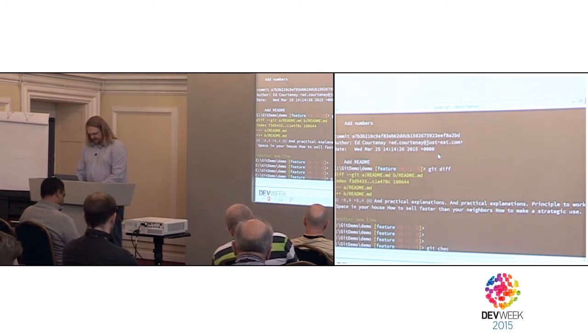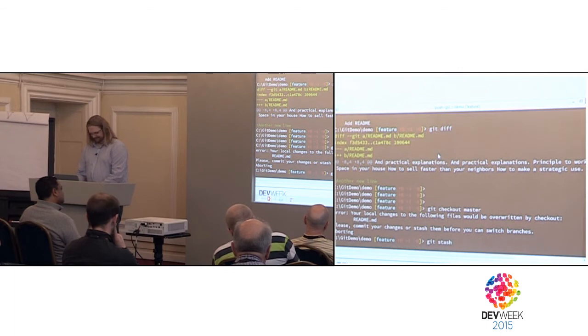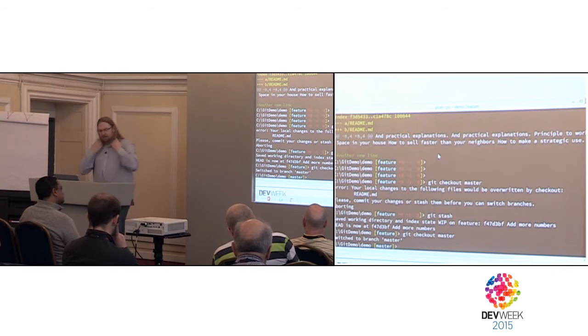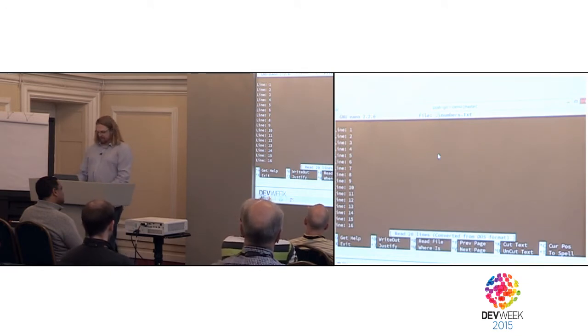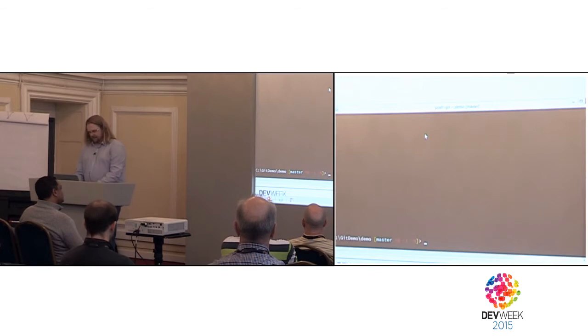Let's go back onto master for a second. Okay. So I'm back on master. We're in a clean state. And I'm going to make a change to our numbers file. We're programmers. We don't count from 1. We count from 0. And I'm going to add that to my staging area.